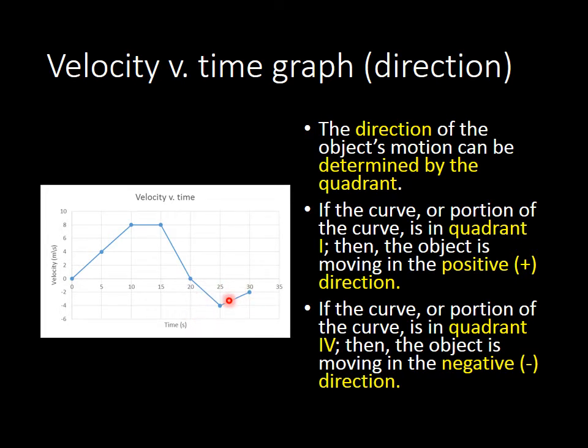So in this case, what we might see is that we had some kind of an object that was moving to the right. If right is the positive direction, they're moving to the right, and then they came to a stop, and then they turned around and they're moving back to the left.